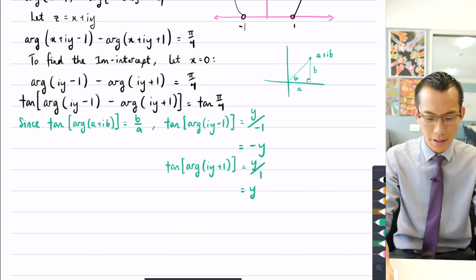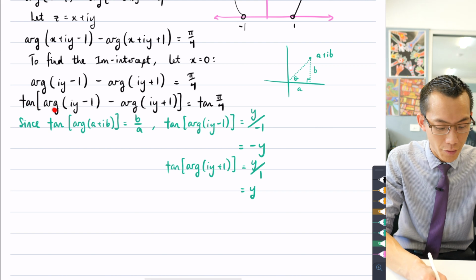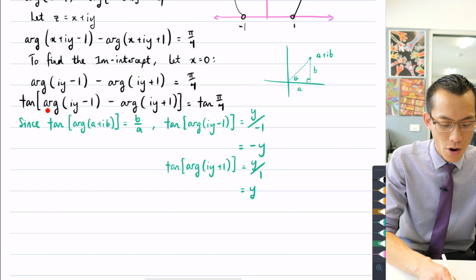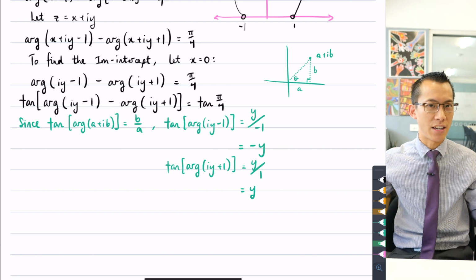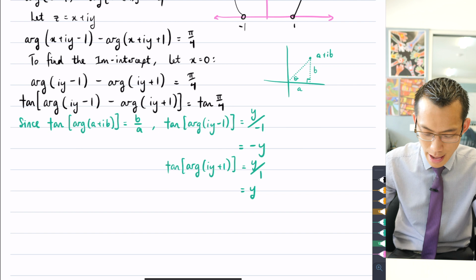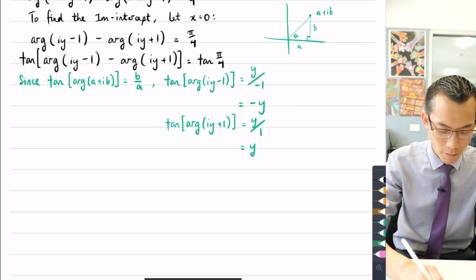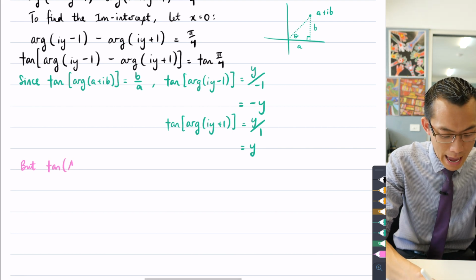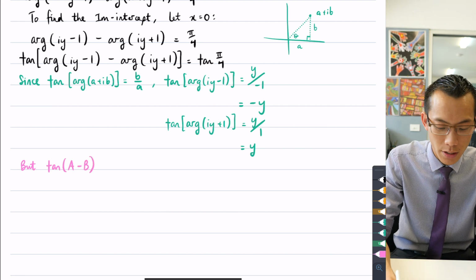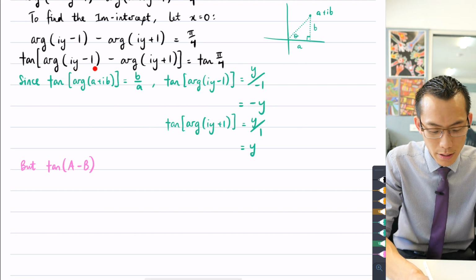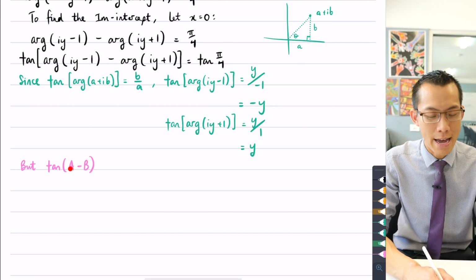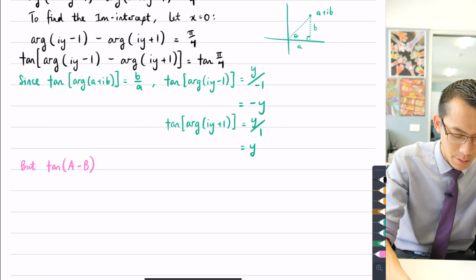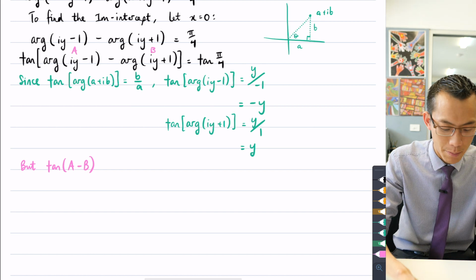Now, this is good. This enables me to work out what tan of these arguments is. But just watch out here. I can't just put tan on each of these as if I've got a set of brackets that I can just expand. This is actually a compound angle. Tan of a compound angle like A minus B is the situation you've got here. Arg of iy minus 1 is some angle, and I can call that angle capital A. And arg of iy plus 1 is some other angle, and I can call that angle B. So in fact, I might even label that, call these A and B.